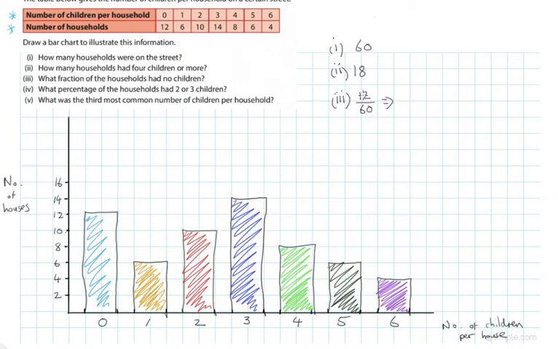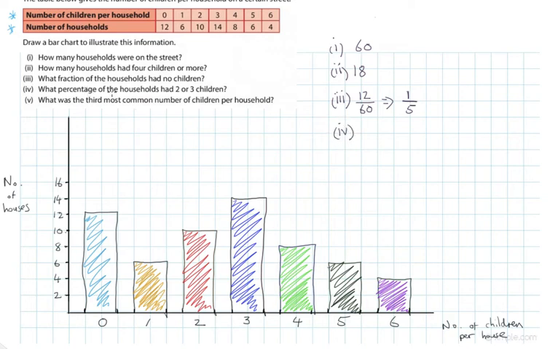Can we divide 12 by 12? Of course we can. 12 divided by 12 is 1. Can we divide 60 by 12? If you use your calculators, 60 divided by 12 will give you 5. So a fifth of the houses had no kids. So let's go on to the next one, number 4.